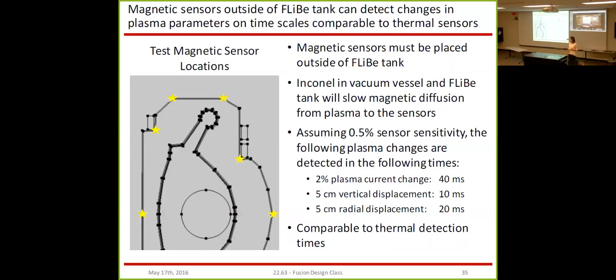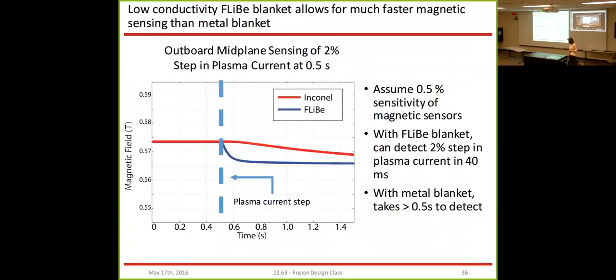If you assume a 0.5% sensor sensitivity, you'll be able to detect a 2% change in plasma current in about 40 milliseconds, and vertical and radial displacements in 10 to 20 milliseconds. And these are comparable to our thermal detection times. Now, a lot of people are talking about building fusion reactors with metal blankets, and this sensor system shows why that is not such a good idea.